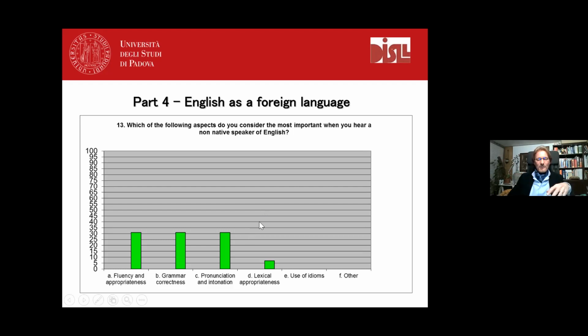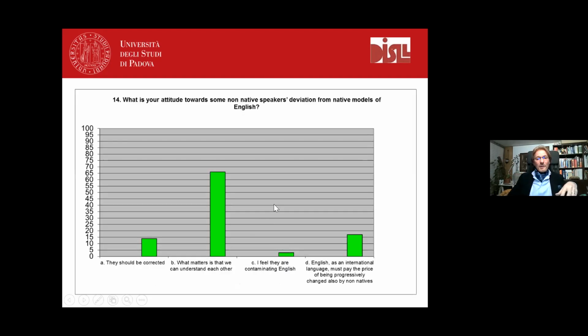What is your attitude towards some non-native speakers' deviation from native models of English? I didn't want to call them mistakes, because if you use the word mistakes, you are already giving an opinion. Whereas if you use the term deviation, you're not saying that they are right or wrong. It's just another way of saying the same thing. And as you can see, the answer that received more likes, to use a Facebook expression, was that what really matters is that we understand each other. So that's very, very important.